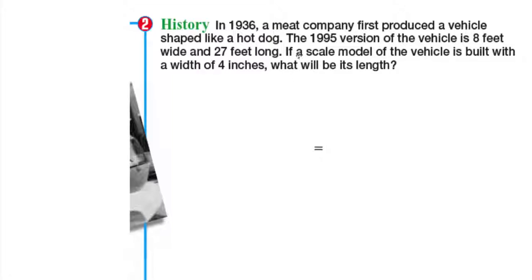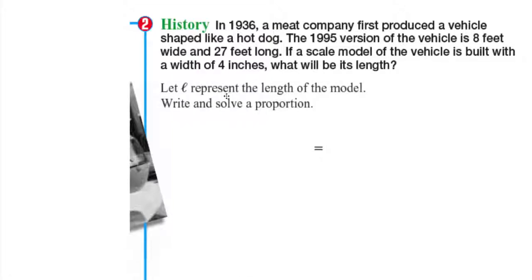So again, we're given the actual length and width of the vehicle. The actual width is 8 feet and the actual length is 27 feet. We want to find the scale model length of the vehicle given the width of 4 inches. Just like the dinosaur, we have a let statement. Let L represent the length of the model, and we write and solve a proportion.